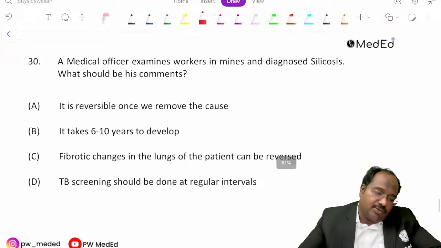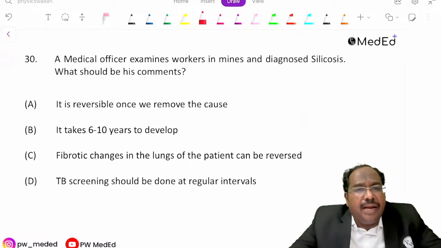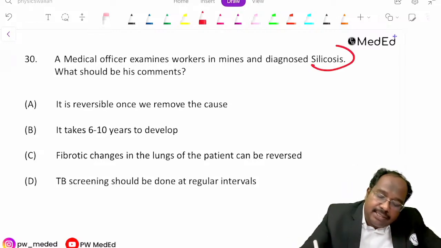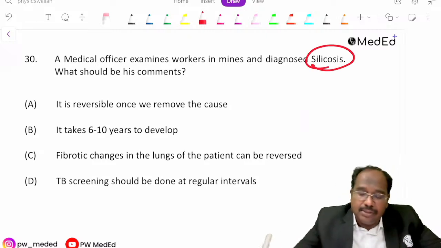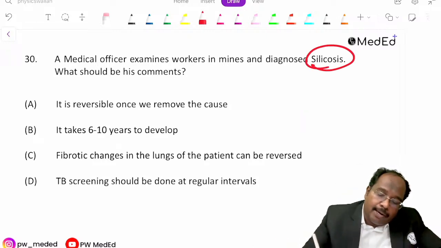Answer this question. Next question. A medical officer examines workers in mines and diagnoses silicosis. What should be the comments? So the point here is silicosis. What is the answer? Come on, answer it.